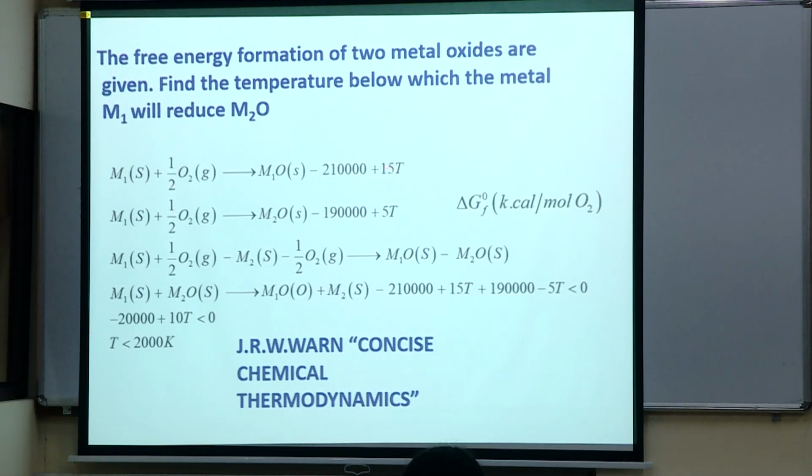For 300 Kelvin, you put T equal to 300. If it is 1000 Kelvin, you put 1000. Then combine these two algebraically and find out, that's all.